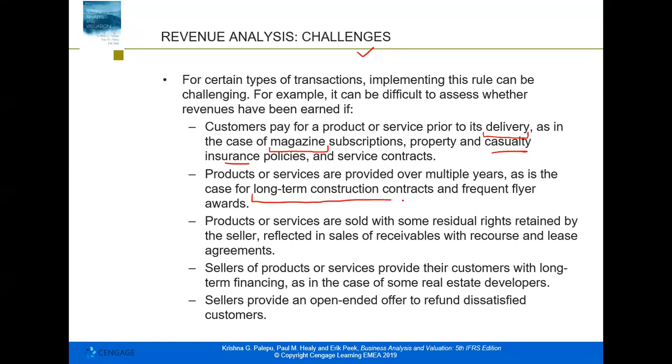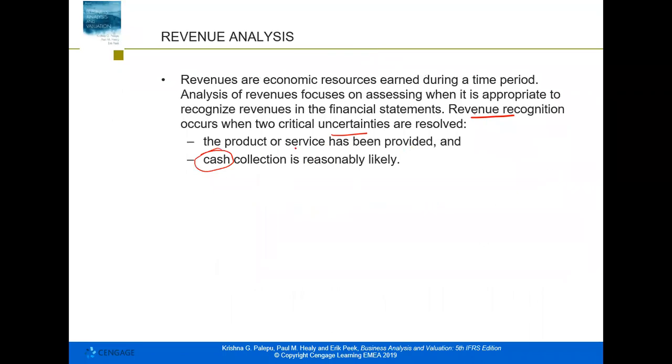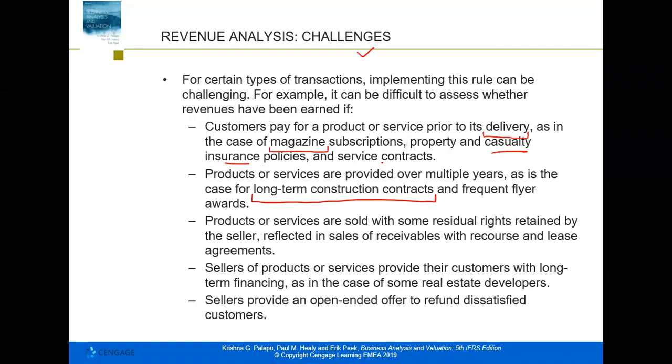Okay, so let me take this long-term construction contract. Do not forget the two conditions. One is that the product or services has been delivered. And the second thing is that cash collection is reasonably likely. Okay. Sometimes products or services are provided over multiple years. In that case, there is no ambiguity regarding the payment. How?